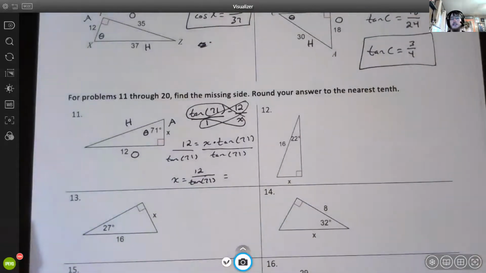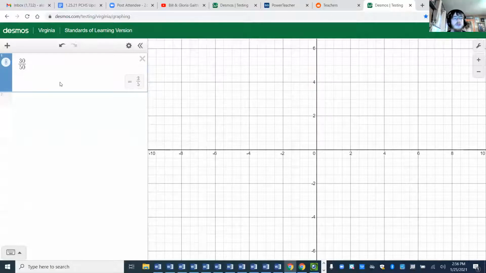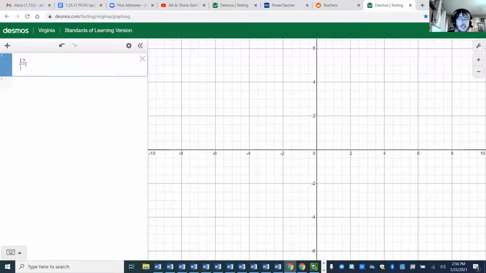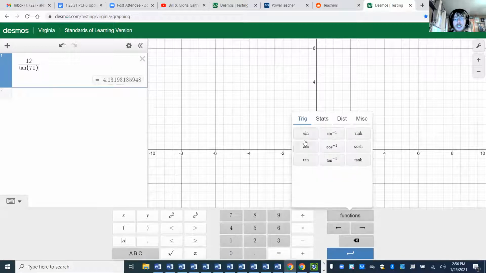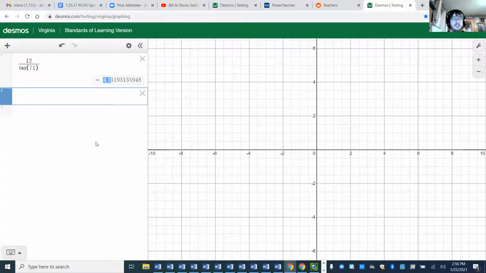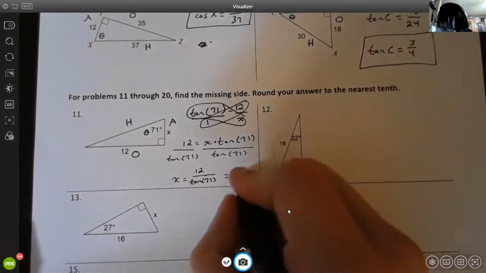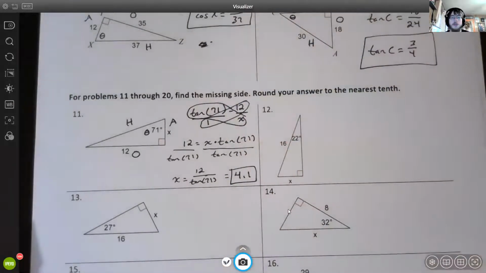And let's go plug that into our calculator. So we've got 12 divided by tangent of 71. And this is a reminder that you can type just the word tan, or you can go into your functions and it's right there, okay? So if we round this to the nearest tenth, we find that it is 4.1. So our x value is 4.1, and that would be our missing side.